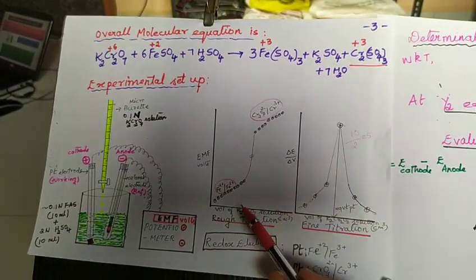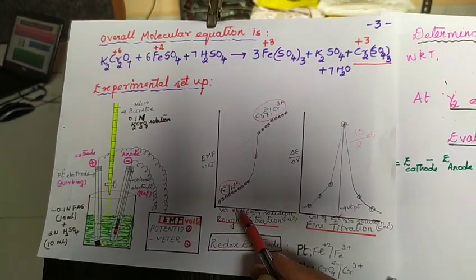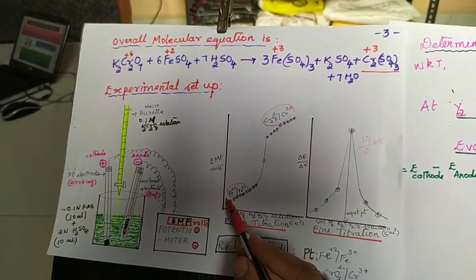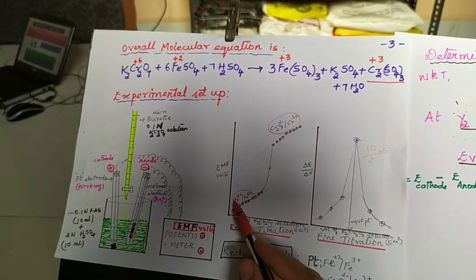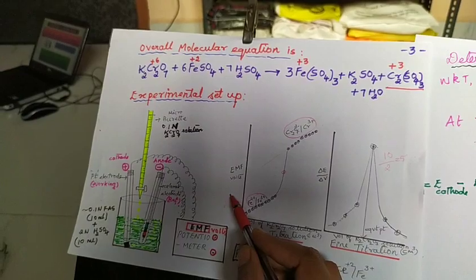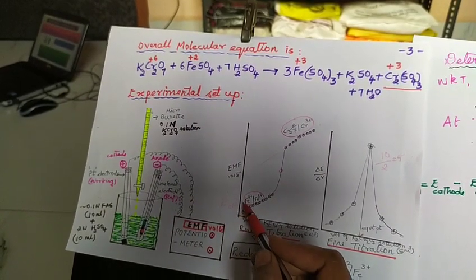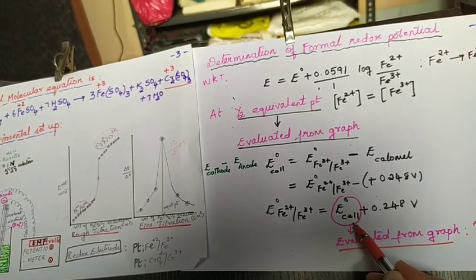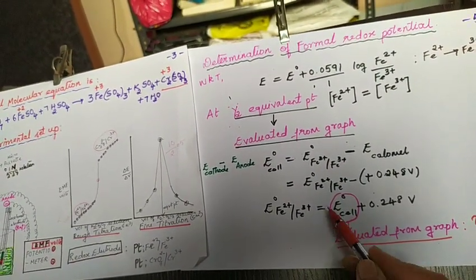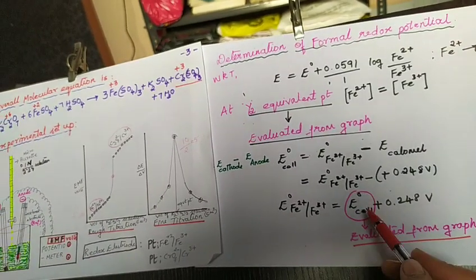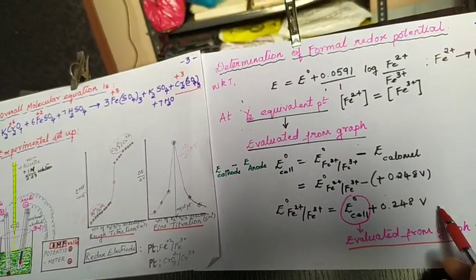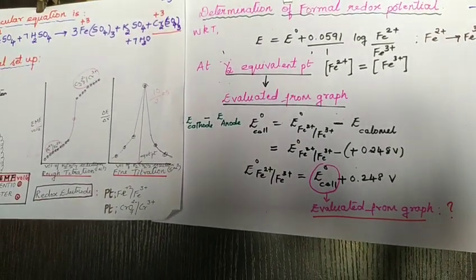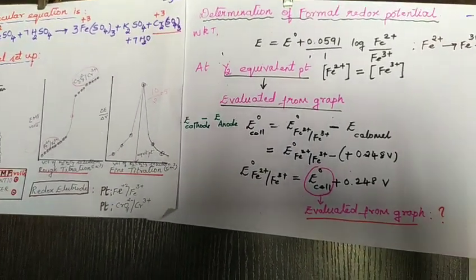Then you have to move to the next graph, that is the rough graph. Exactly at 5 ml, you have to extrapolate to the y-axis. This point will give the E naught of cell, and this value should be substituted in the expression. Suppose this value is 0.34 volts, you have to add 0.34 volts to 0.248. This is how we evaluate the formal redox potential of Fe2+/Fe3+.